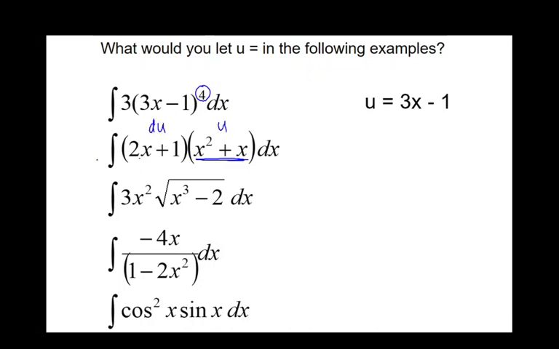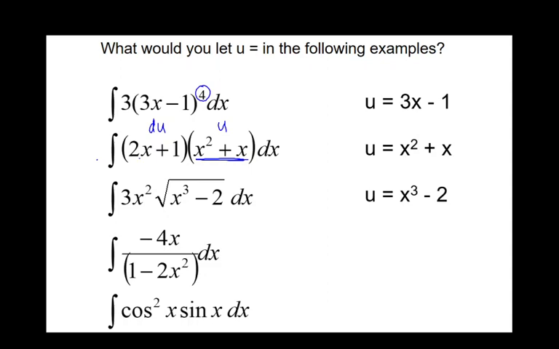So I could pick x squared plus x to be my u in the second one. Now, obviously on that one, you could just FOIL it out and do the power rule if you wanted to. But I'm trying to get you to see that you're looking for where there's the function and its derivative. Okay? All right, so the next one is really simple, very similar to our example. Since the x cubed minus 2 is inside the square root, that should be your u.